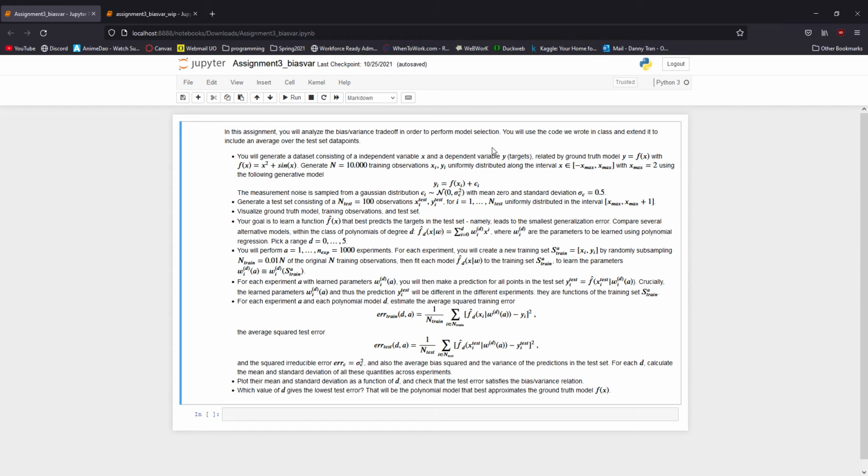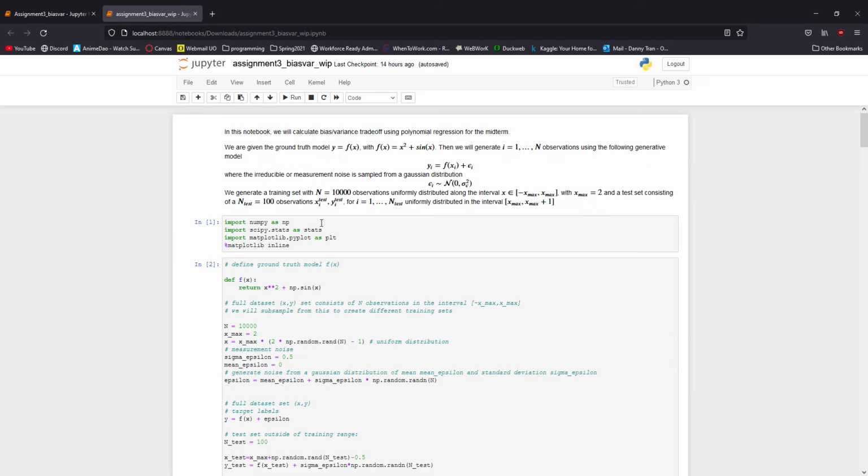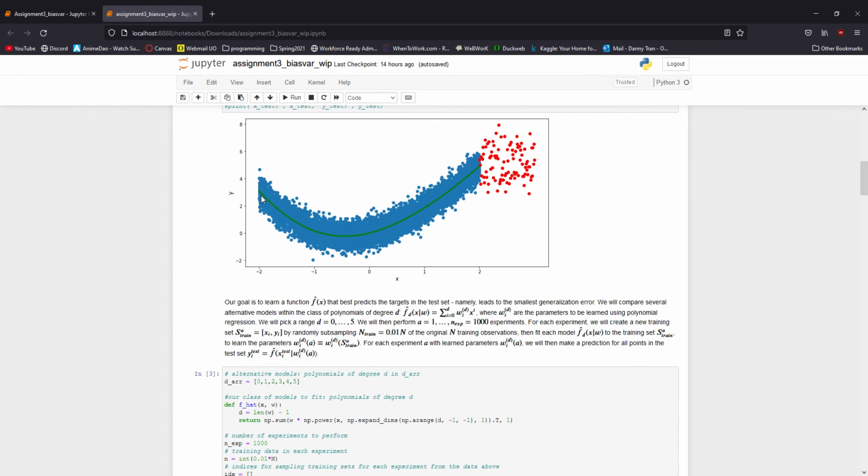So our ground truth model this time is going to be f of x equal to x squared plus sine x. We'll have 10,000 training observations, the same interval with a different x max, so equal to 2 this time, and our standard deviation will be 0.5. We're going to have 100 test observations in a different interval so that we can pretty much predict where it's going to go.